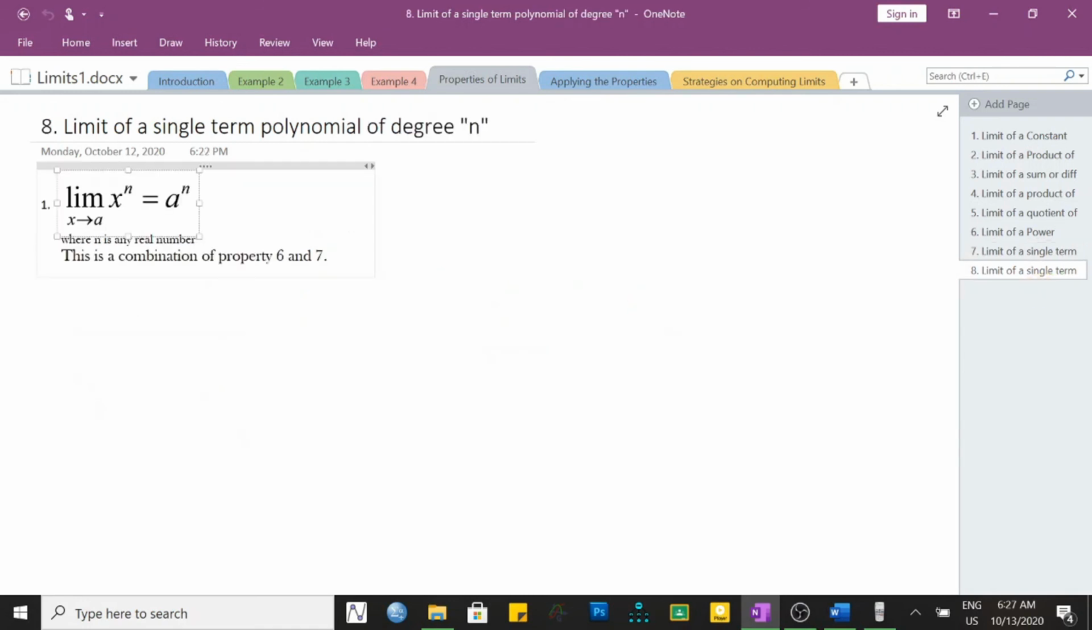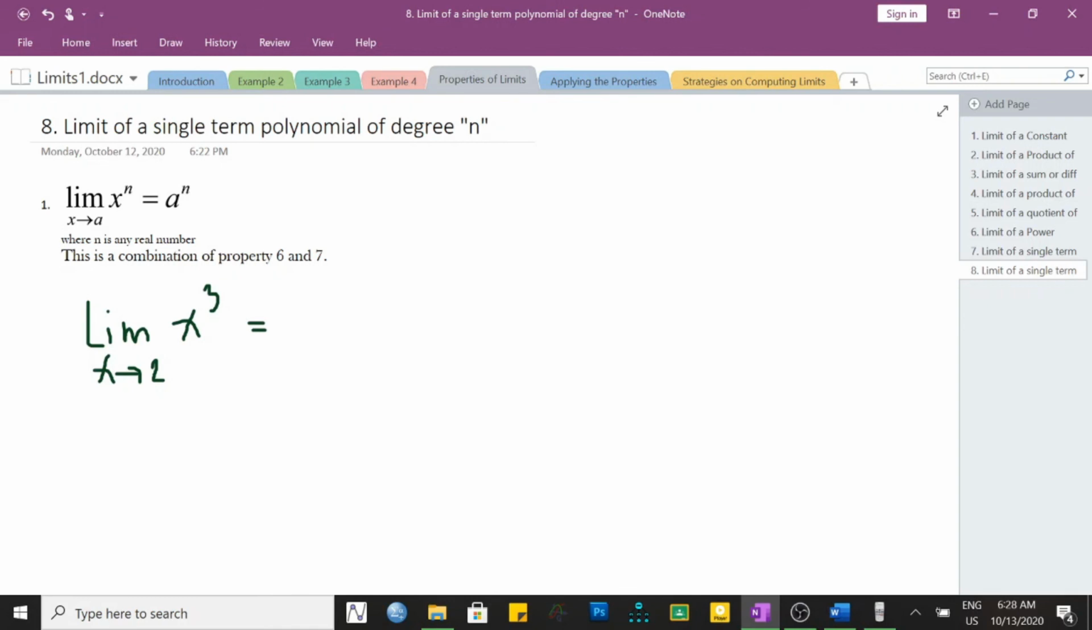Our last property is actually a combination of the sixth and the seventh property. That's the limit of a single term polynomial, but this time it's raised to a particular power. According to the property, the answer is just that number that x approaches, but we raise it to that particular power. So how do we answer the limit of, say, x cubed as x approaches 2?